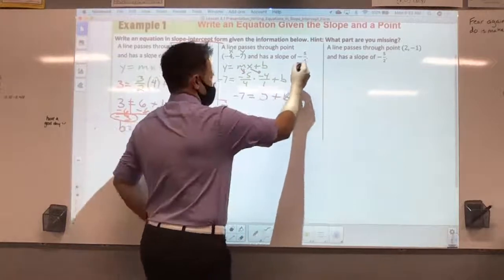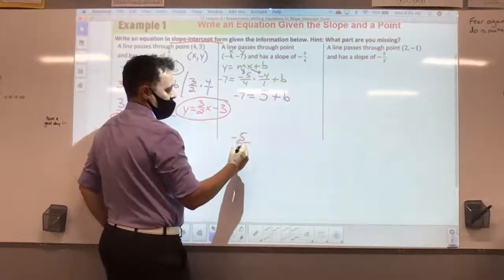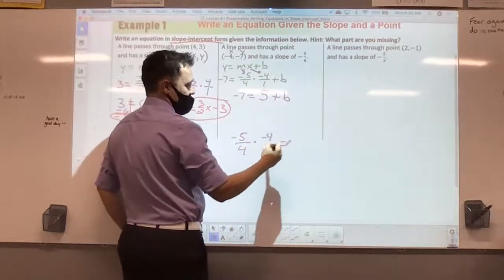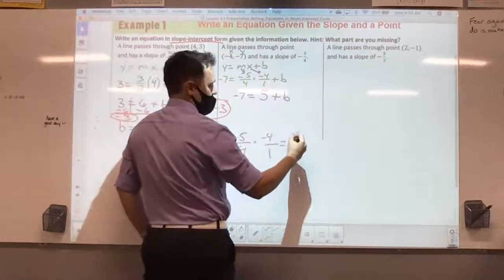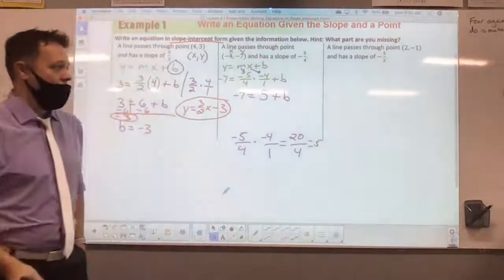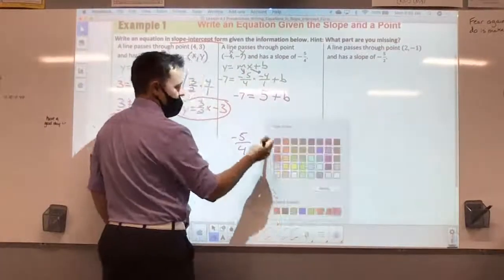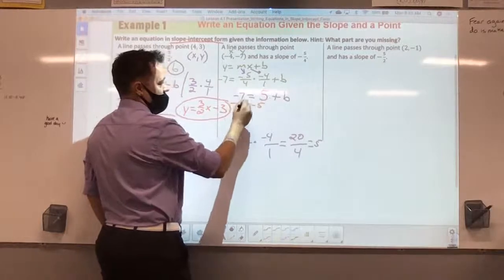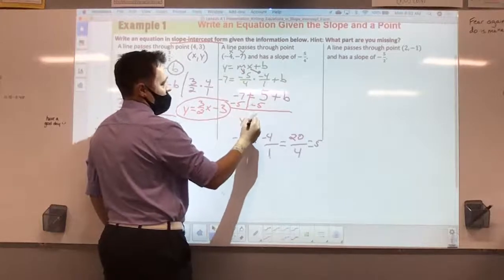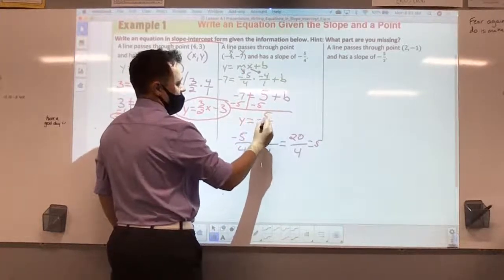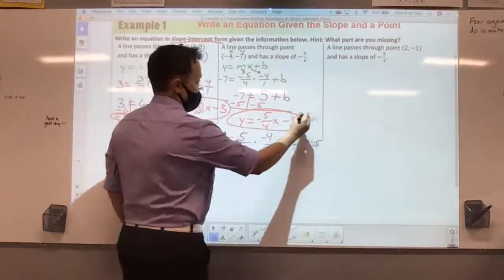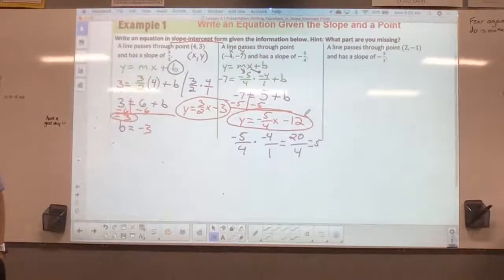Remember, here's your setup. It would be negative 5 over 4 times negative 4 over 1. You can do it multiple ways. You can multiply these out like that. Now the last step is to subtract 5. So what value is b? So it's y equals negative 5 over 4x minus 12.